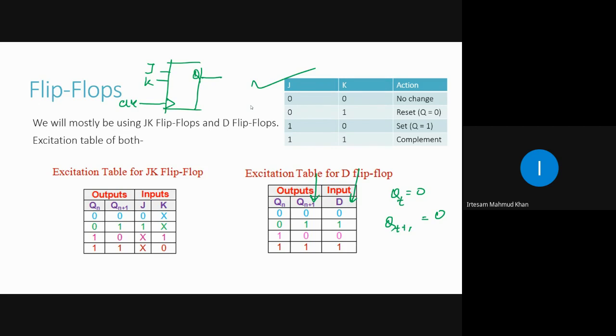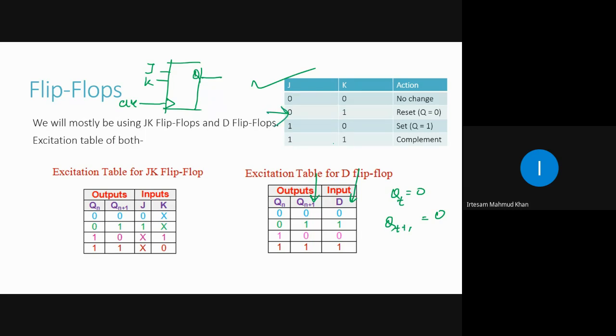is if we provide J equals to 0 and K equals to 0 then the value of Q will not change, that means if the Q was 0 in the previous step, Q will be 0 in the next step, if Q was 1 in the previous step, Q will be 1 in the next step, that means if J and K is 0 0 no change occurs. If J equals to 0 and K equals to 1, look at the next row of the table.